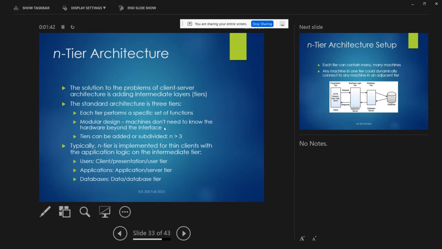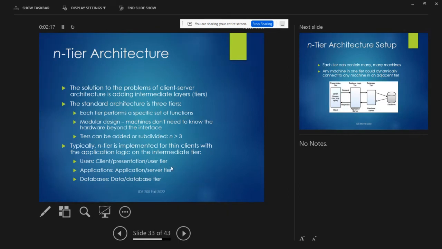All right. Anyway, the typical way the N-tier model is implemented is for thin clients with the application logic on the intermediate tier. So the users reside at what's called the client or the presentation or the user tier. And these different terms don't have great meaning to them. Different vendors just call them different things. If you buy it from Microsoft versus AWS versus IBM, they can put a different label on it. But at the end of the day, it is the tier of end user machines, right?